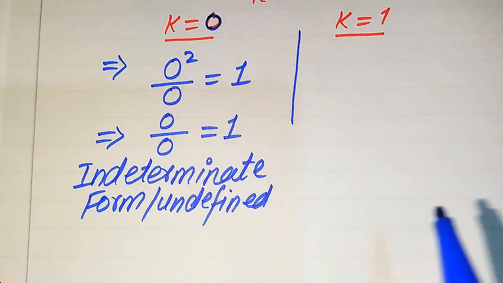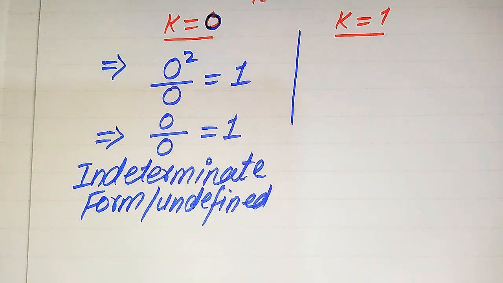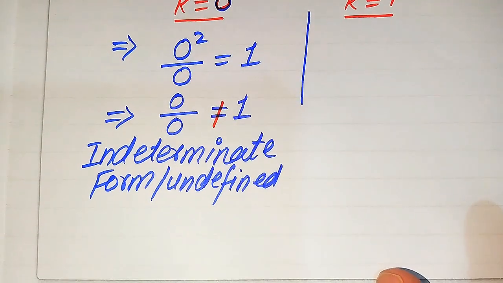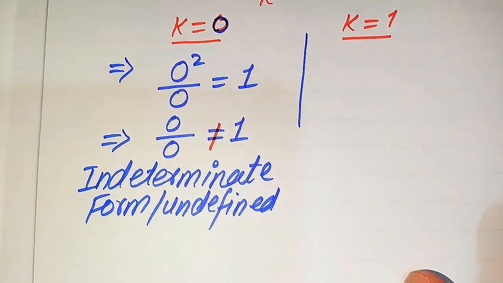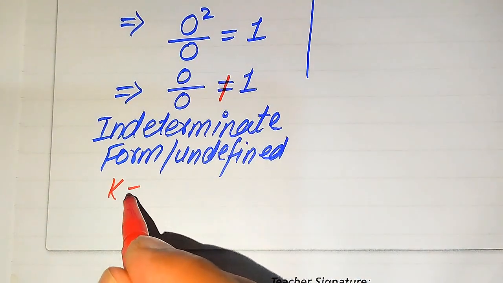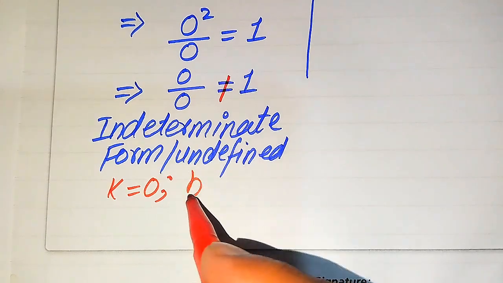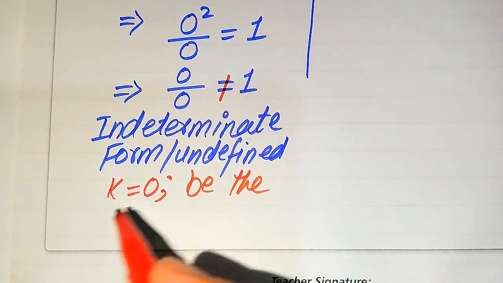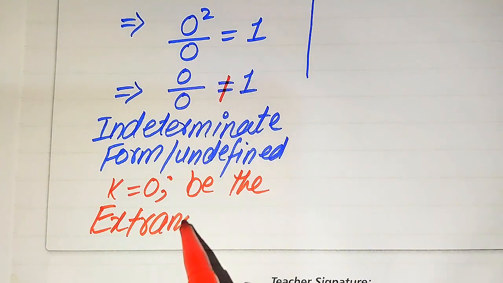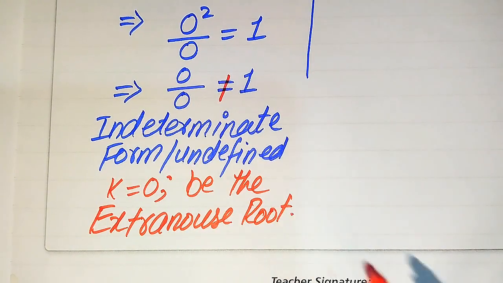So if the left hand side is an undefined form, we just say that both of the sides are not equal. So if both of the sides are not equal, we conclude about k is equal to 0 that k is equal to 0 is the extraneous root of the given equation. Okay, so k is equal to 0 is the extraneous root.